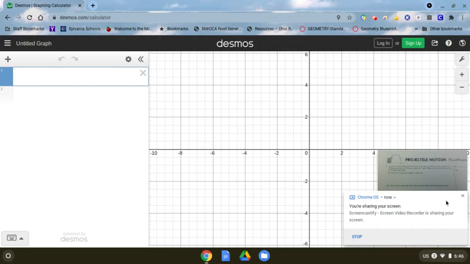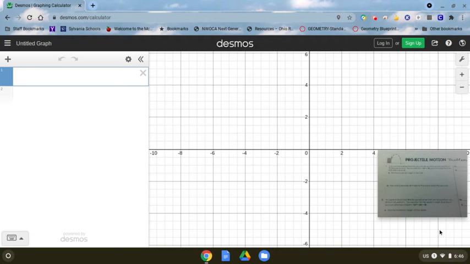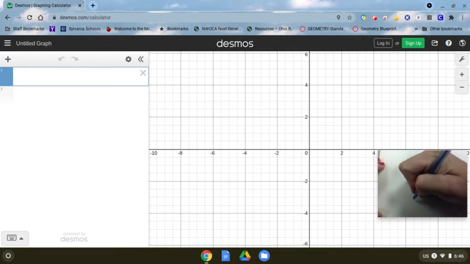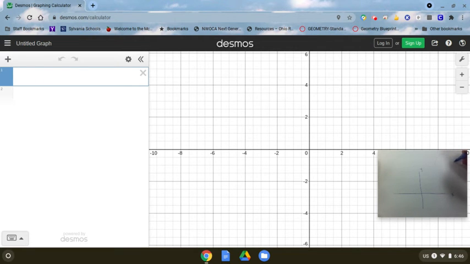Okay, with projectile motion, I'm going to go to the back of the notes really fast and draw a picture. For projectile motion, I want you to remember that we have the x-axis and the y-axis. With projectile motion, anything in a U-shaped graph, a parabola, is typically going to be upside down because gravity is taking it downwards.